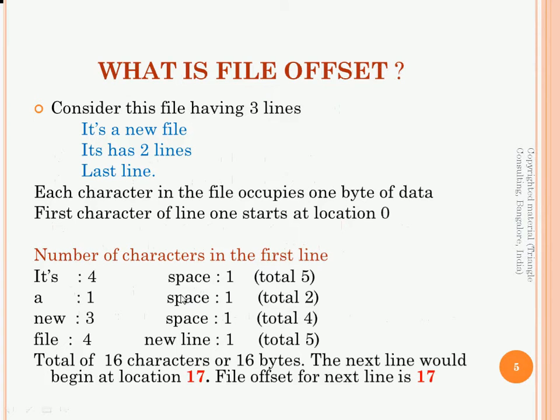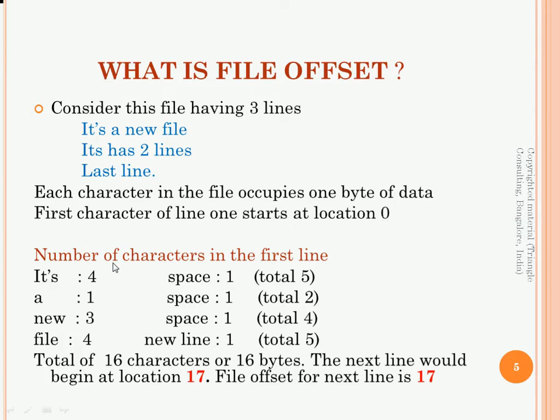Now, for example, let's consider a different file. Assume that this file has three input lines, which are highlighted in blue over here. The first line of the file is, "it's a new file," the second line of this file is, "it has two lines," and the last line, "these are pretty much the contents of the file." Now each character in the file occupies 1 byte of data. The first character of the line starts at location 0, which is called a file offset.